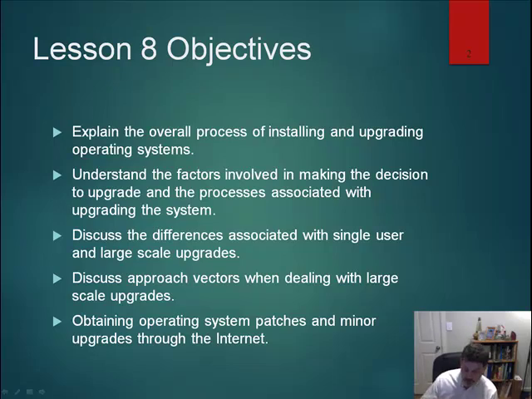Once we discuss the actual upgrade process, we're going to be looking at and discussing the differences between a regular upgrade involving one or two users and large-scale upgrades involving hundreds or even thousands of users. We're also going to be discussing the approach vectors associated with these large-scale upgrades, things we need to consider, areas of interest that we need to address before we tackle such a large project as that.